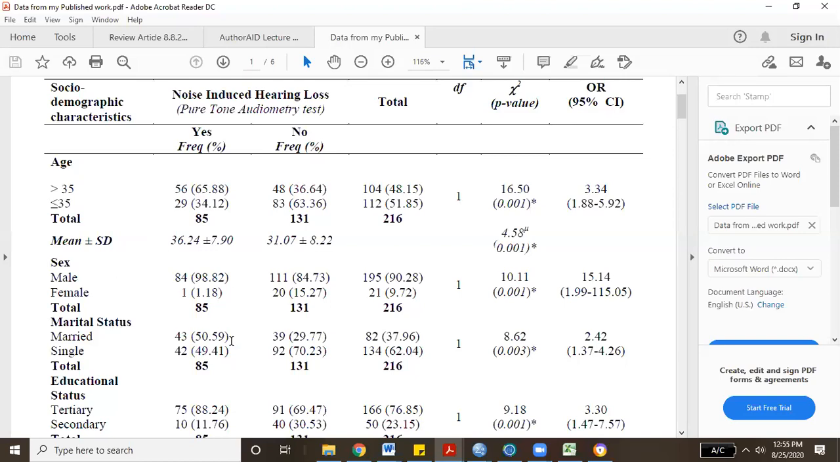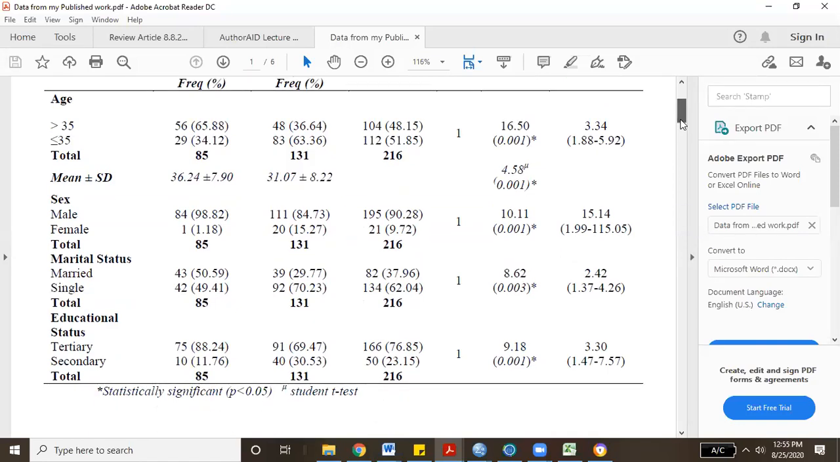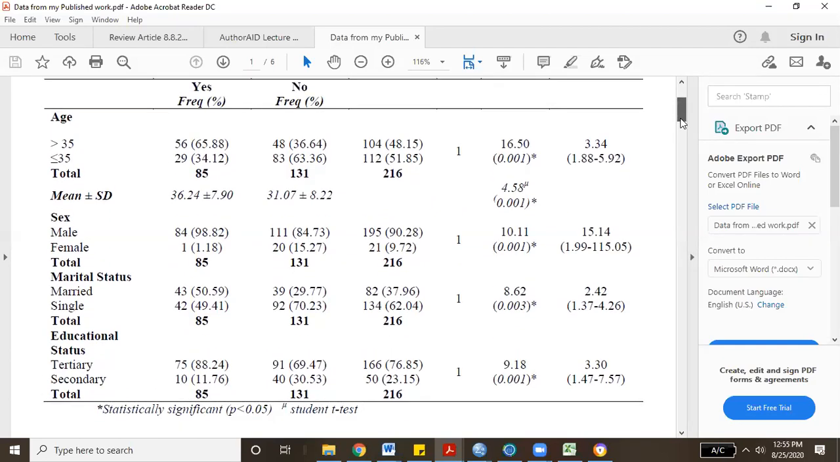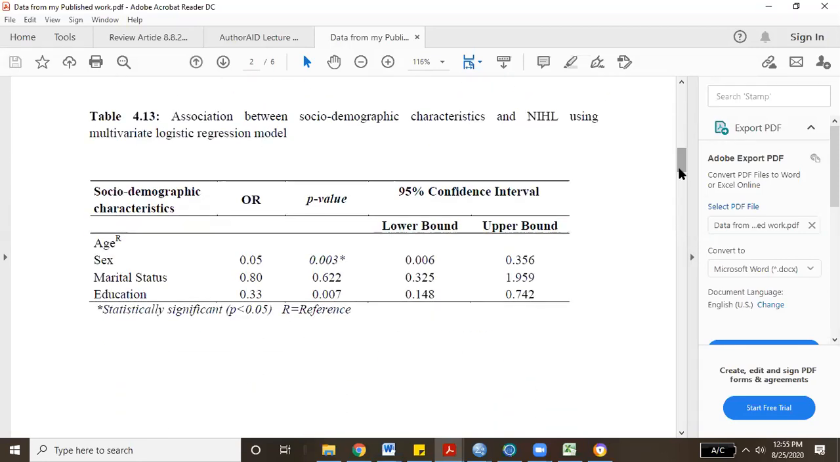Marital status and noise-induced hearing loss, one at a time. That's how you do them, and you calculate for the odds ratio. But in the multivariate, when you are now testing for the confounding, you will put all the variables inside the pool and run the analysis and see whether the variables that were significant before will still be significant. If they were significant before, like in this case, marital status was significant, educational status was significant, but when I adjusted for confounding, they were not significant anymore.